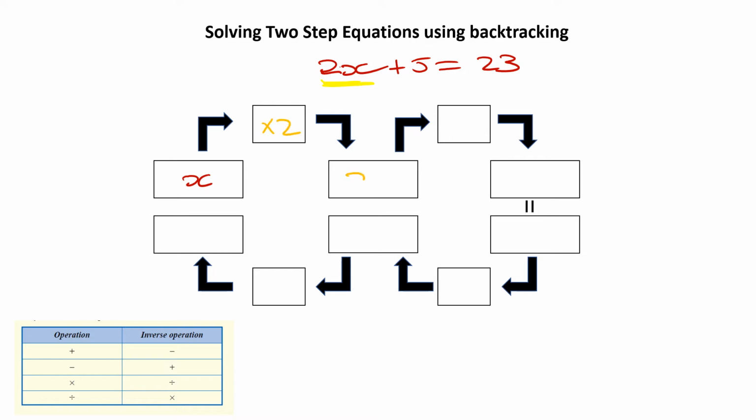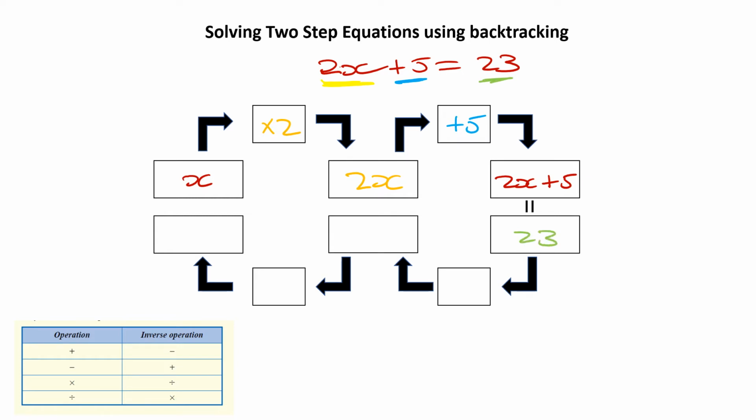All right, so I'm going to be left with 2x. Then my next step here is plus 5, so I'm going to put a plus 5 there. And so what I'm left with is 2x plus 5. And we said that that was equal to 23, so I've got 23 there.